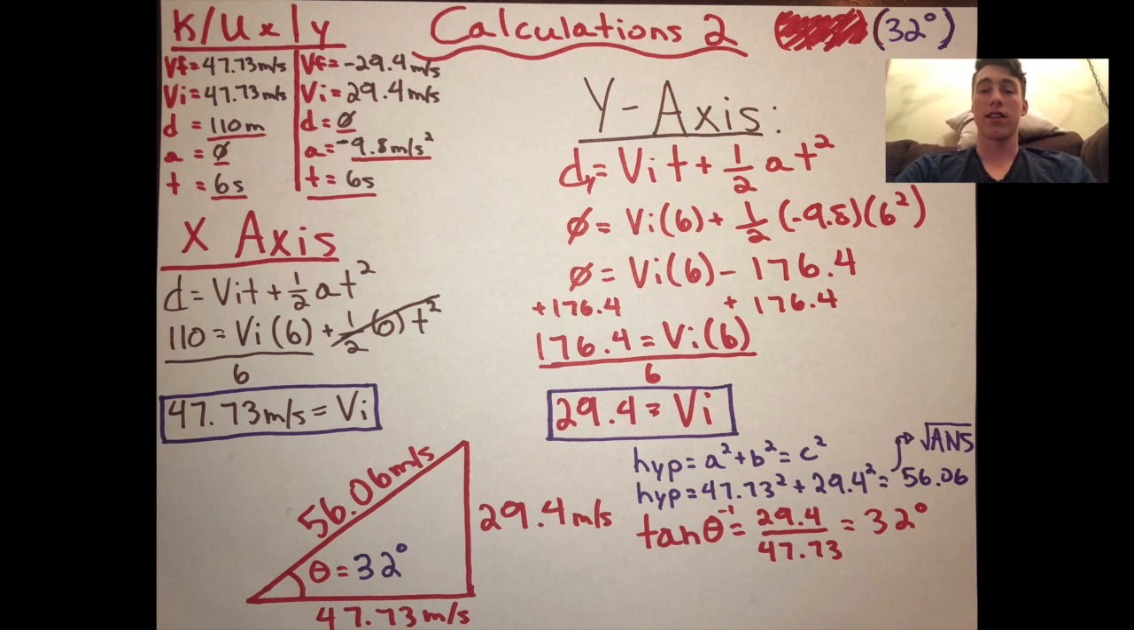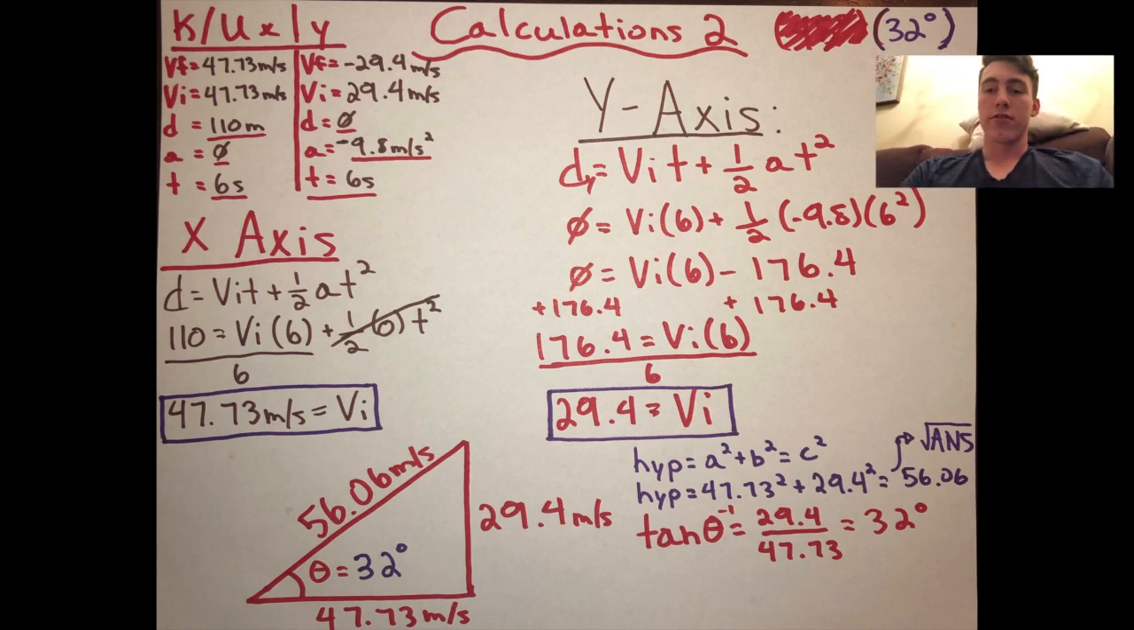We do the exact same things we did for the x-axis, except in this case we actually have an acceleration, which is negative 9.81. And if you follow the equation here, we get to the point where 176.4 equals VI times 6. We simply divide the 6 over, and we get 29.4 meters per second equals our velocity initial in the y-axis.